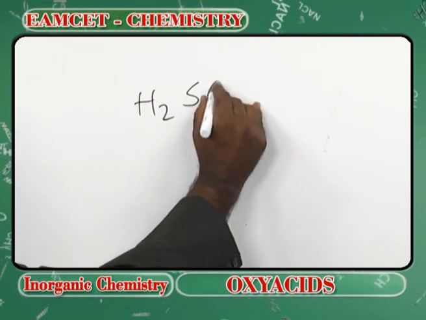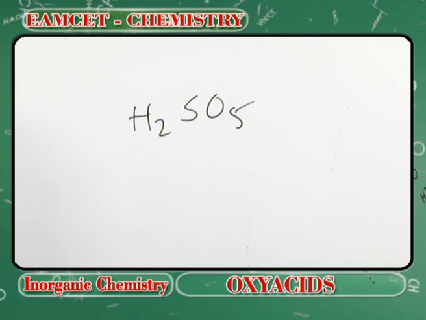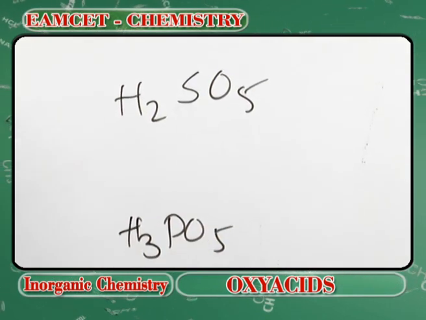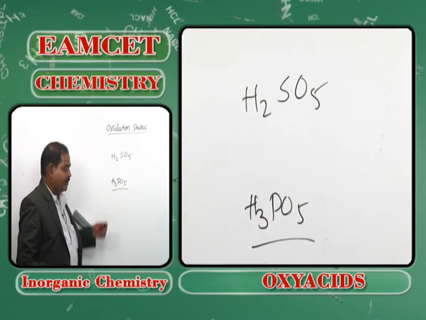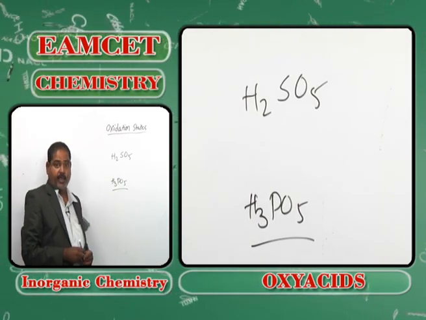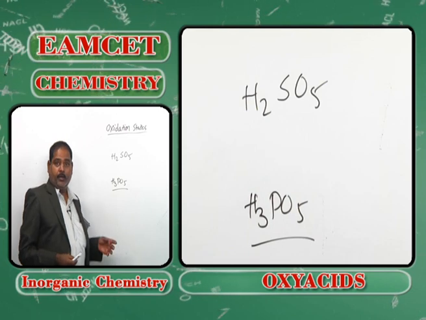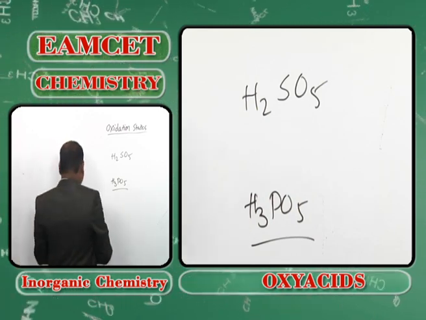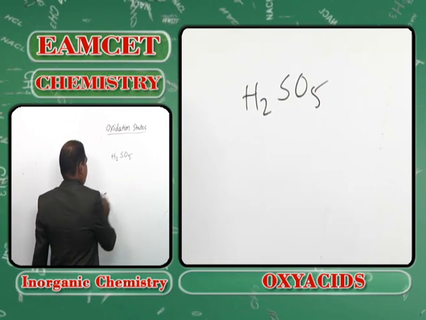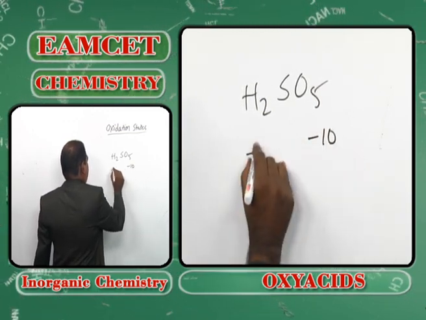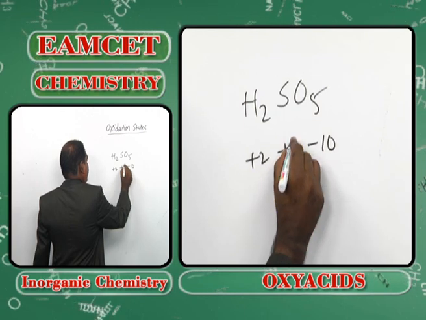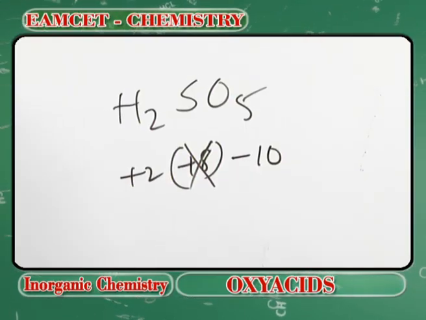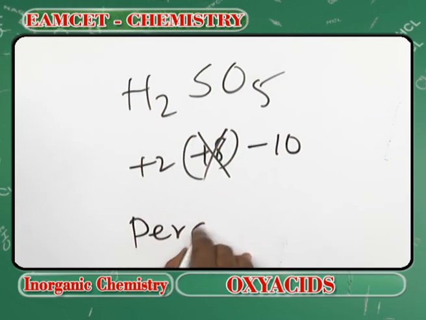H2SO5. So, what is the name of H3PO5? Yesterday we discussed peroxyphosphoric acid. What did you call that yesterday, if you remember? Peroxyphosphoric acid. A little too many oxygens. Right. So, H2SO5: minus 10, plus 2, plus 8. Impossible. Sulfur maximum is plus 8. So, this is called peroxysulfuric acid.